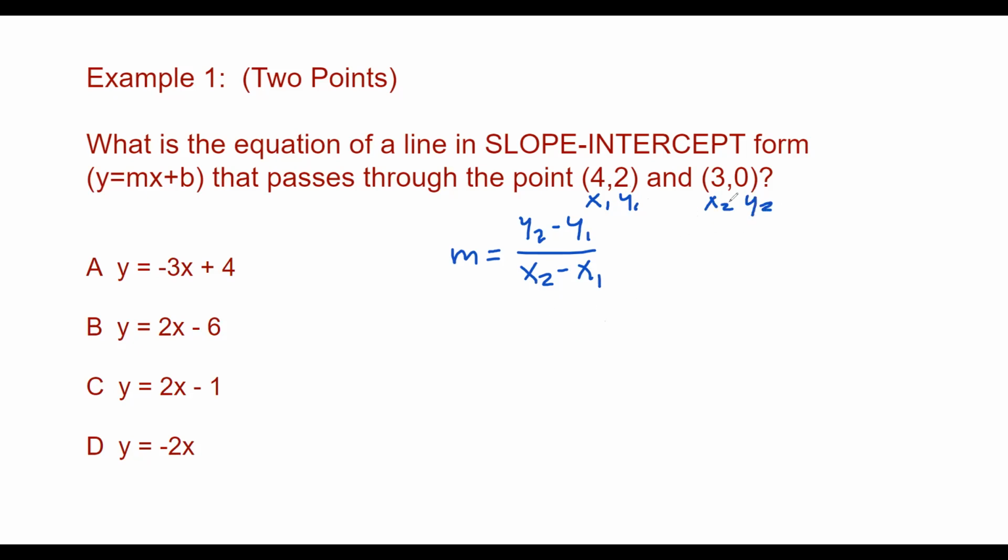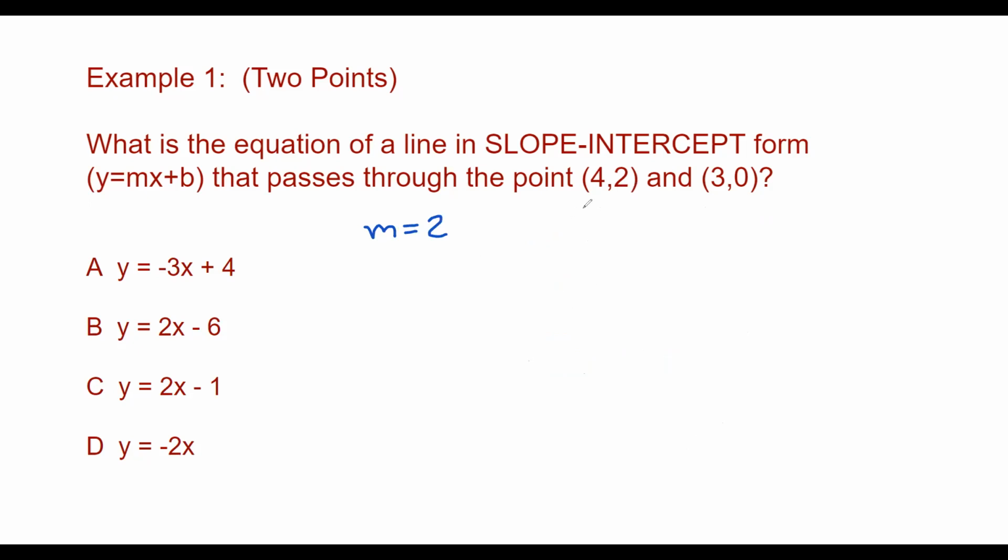So let's substitute those in. y2 is 0, and y1 is 2. So the top of our fraction is going to be 0 minus 2, and the bottom of our fraction is going to be x2, which is 3, minus x1, which is 4. That's going to give us -2 on the top. You can reduce this with your calculator if you like, probably a little bit safer, but you should get a slope of 2. So that's our first step. Let me erase that and just note that we found that our slope is 2.